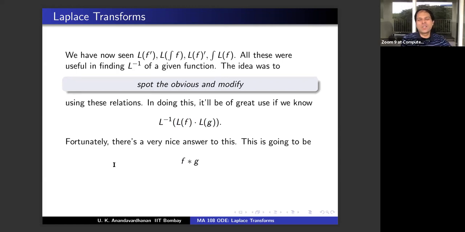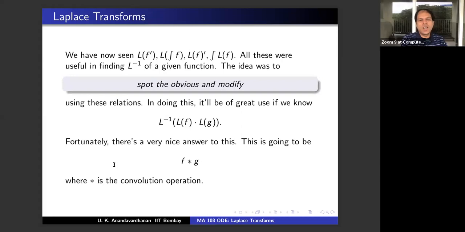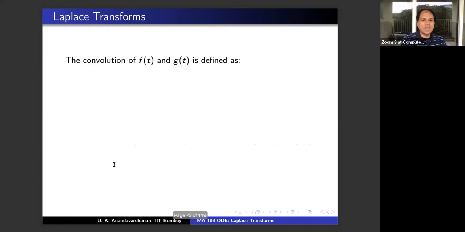Okay. So this is going to be f star g. This is a notation where star is what is called the convolution operation, convolve. Okay. So let's define it. The convolution of two functions f(t) and g(t) is defined as f star g of t is, there you saw minus infinity to infinity or something, but this is my definition. Okay. 0 to t, f of t minus x, g of x dx.